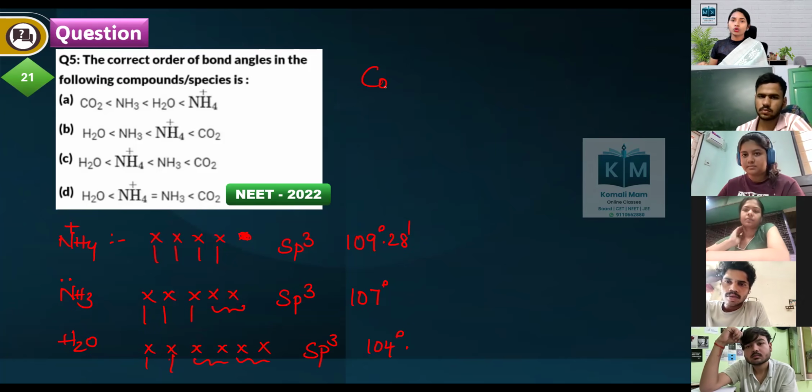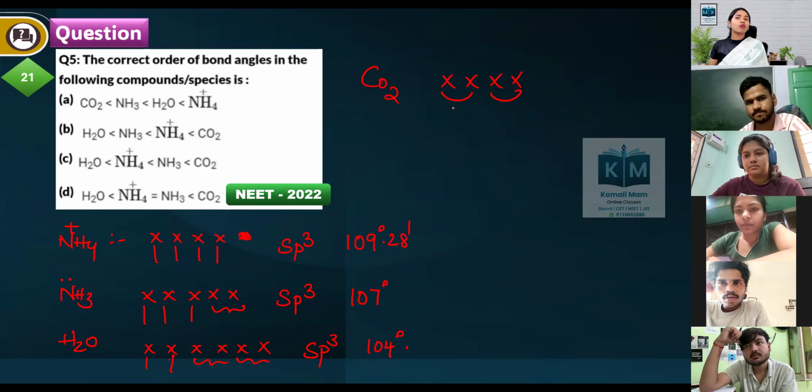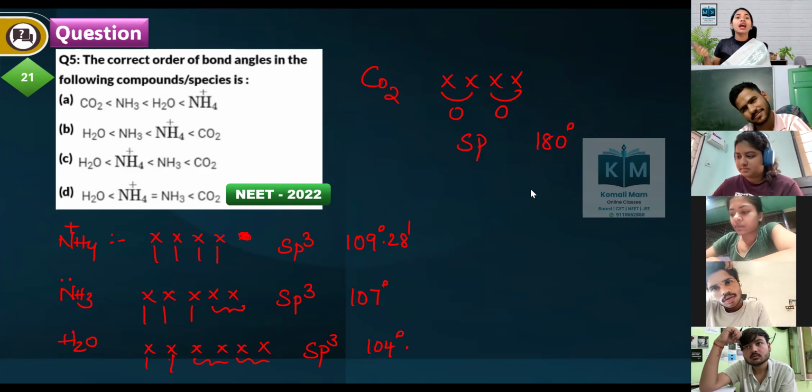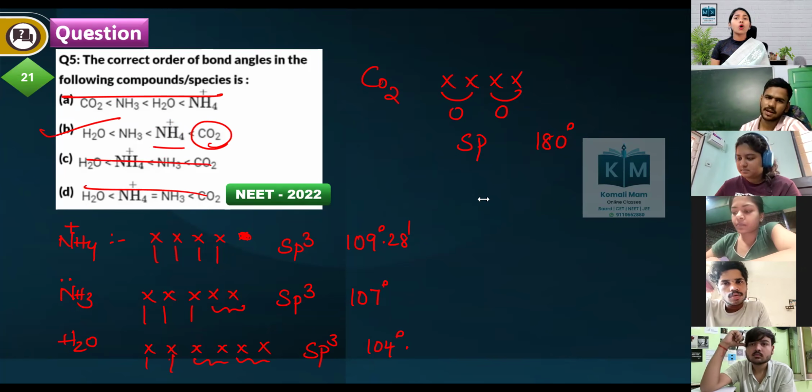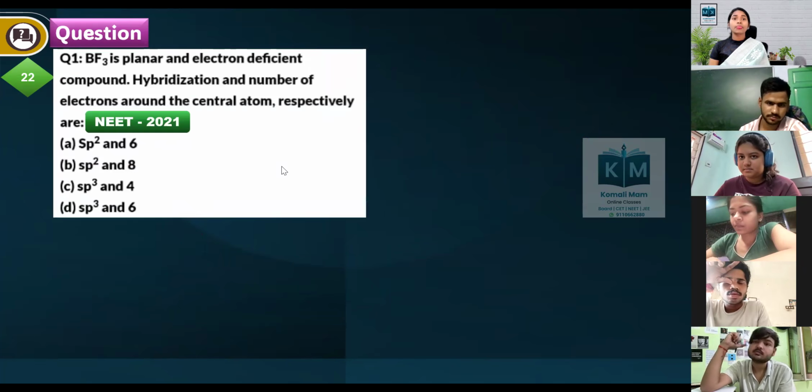Next is CO2. Carbon has 4 electrons. Each oxygen forms 2 bonds. Steric number 2, sp, bond angle is 180 degree, linear. So the one having the highest bond angle is CO2. After that, NH4 plus. So what is the correct answer? Option B is the correct answer.